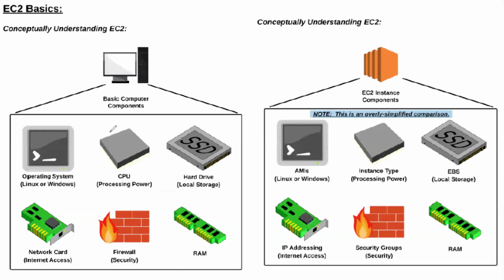See, look at the screen, please. What exactly is the basic computer? The same thing we can get in EC2. In your laptop, we call it an operating system, but in our AWS EC2 server, it is AMI. Here we call it a CPU, here an instance type. Here is a hard drive, here is EBS. Here is RAM. Here is a firewall, here a security group. Here is a network card, here an IP address.